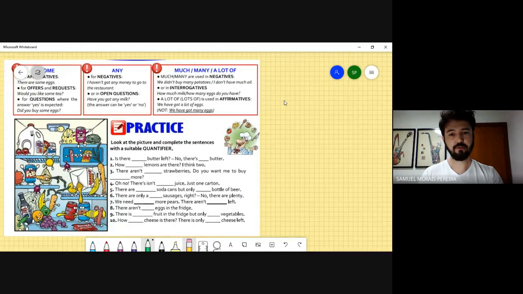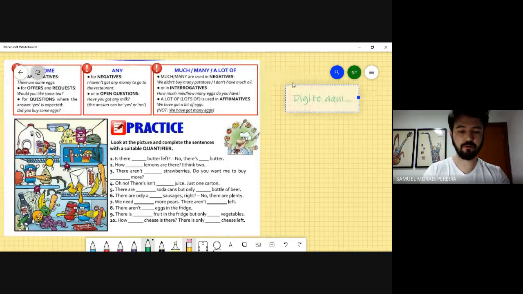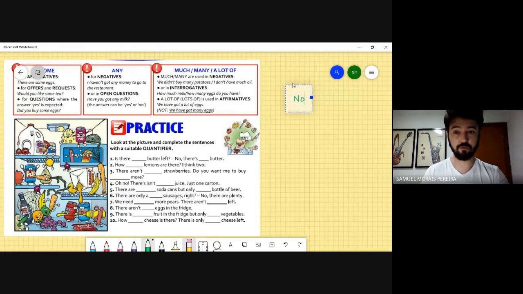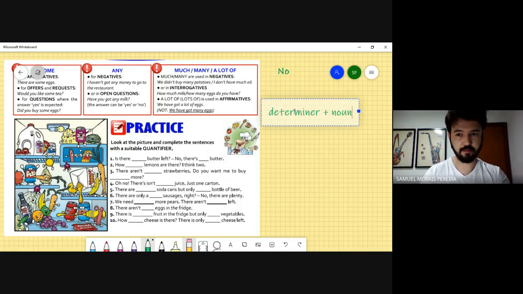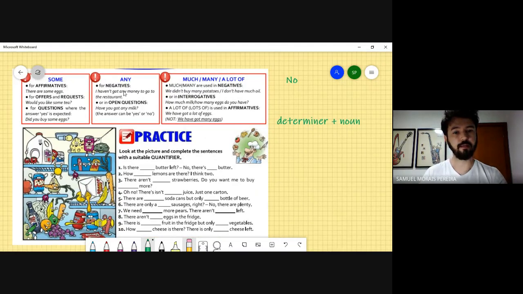But I'd like to start today's lesson by talking to you about the word no. Okay, pay attention. No is also used as a determiner. Okay, so do you remember what a determiner is? I told you that a determiner, em português determinante, is a word that is used before a noun. Okay, do you remember that? So I told you that these words here, some, any, much, many, a lot of, they are determiners, right? Because they are used before a noun.